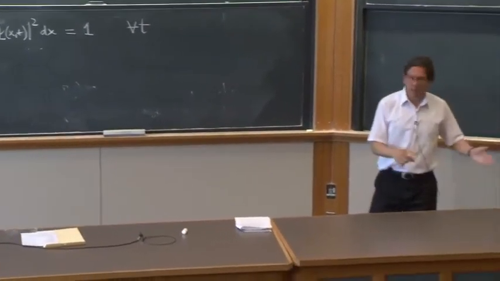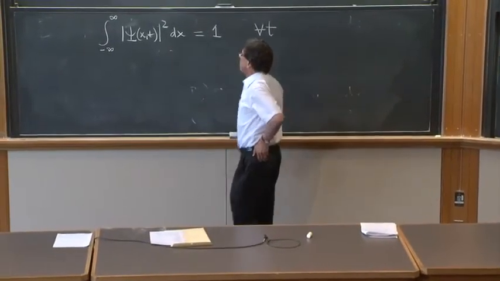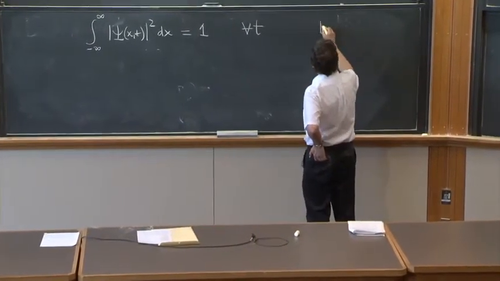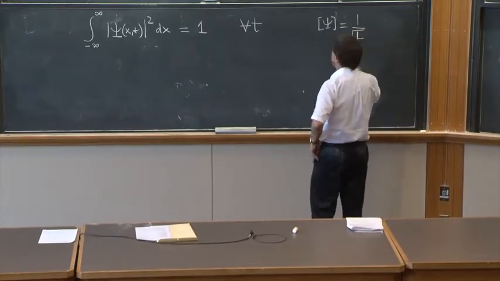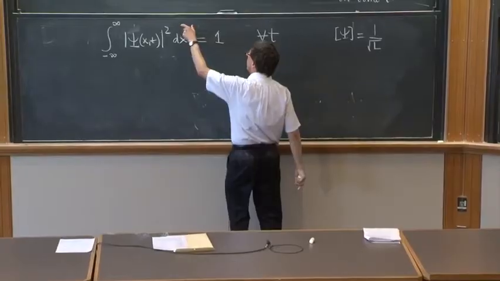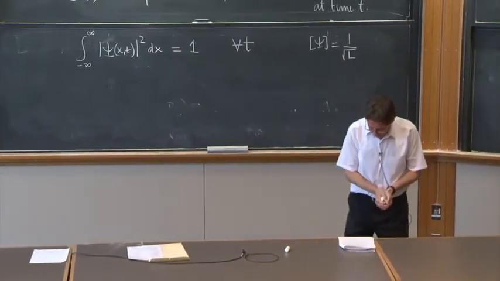In terms of things to notice here, maybe one thing you can notice is the units of psi. The units of psi must be 1 over square root of length, because when we square it and we multiply by length, we get 1, which has no units.